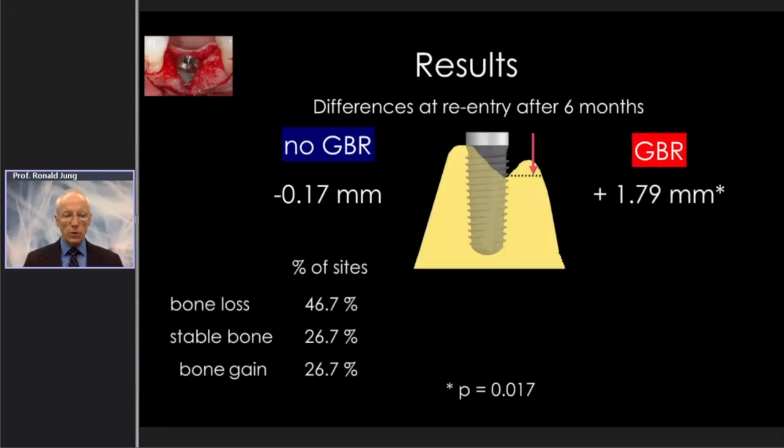If you look at the distribution of sites here in the no GBR group, about half of them lost some bone, and we have a quarter each that had stable conditions or had a little bit of bone gain. When we compare this to the GBR group, it's quite interesting. There was no situation with stability, so there was either a loss in a quarter of the cases or there was gain in 3/4 of the cases, which tells us that GBR, when it works very well, gives gain. Sometimes it doesn't work, and then we don't have a stable situation, but there's a tendency for a bit of bone loss.